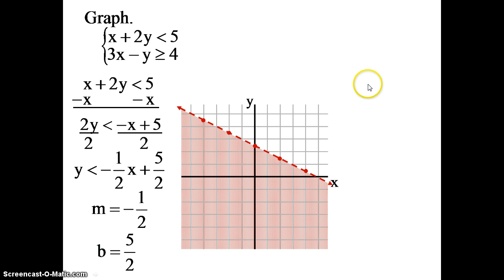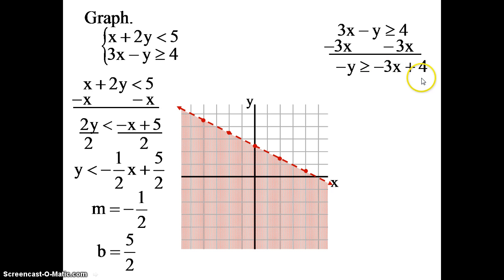Looking at our second inequality, 3x minus y is greater than or equal to 4. And I'll give you a clue. When the y is a negative, we're going to have to do some flipping of the symbol. So the first step, I'm going to subtract 3x from both sides, rewrite it, cancel those out, and we end up with negative y is greater than or equal to negative 3x plus 4. And at this point, as soon as you see that you're getting ready to divide by a negative 1, we need to flip our symbol.